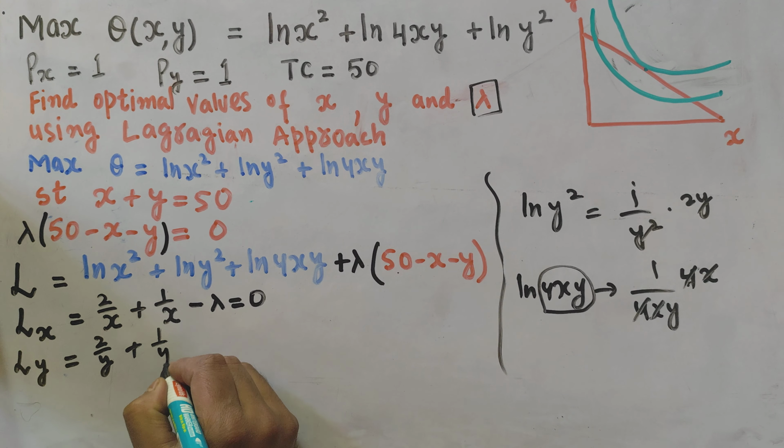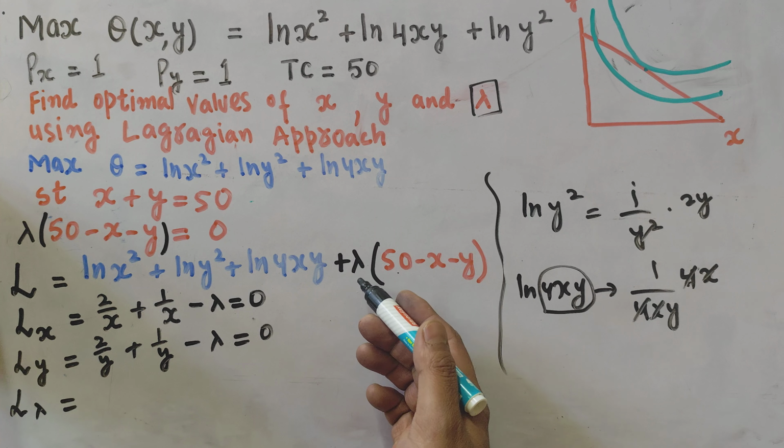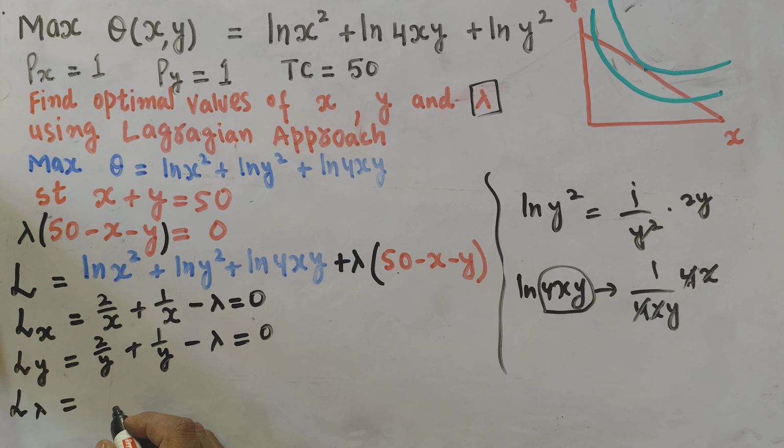Symmetrically we take ln of lambda will be equal to, so take the derivative with respect to lambda partially. So since no lambda is involved in the first 3 terms, its derivative is obviously 0, so the derivative of lambda is 1, we are left with 50 minus x minus y is equal to 0. Okay, I hope I am making myself clear.